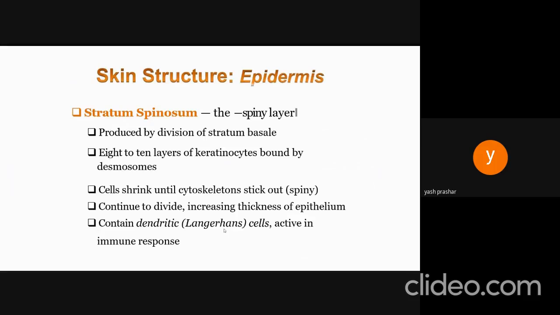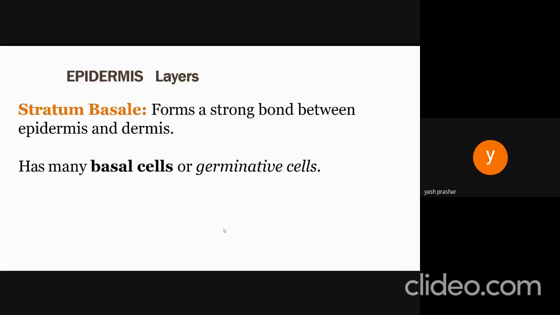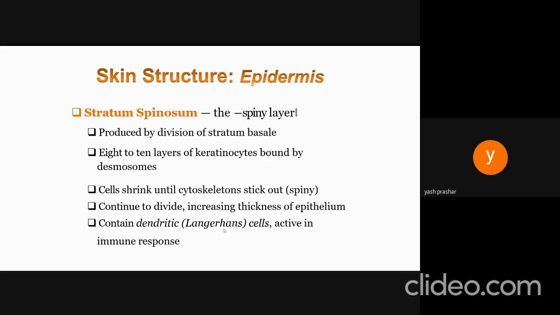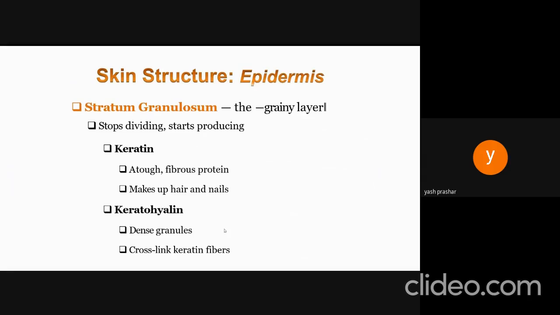For a complete understanding, a basic recapitulation. The stratum basale forms a strong bond between the epidermis and dermis and has many basal cells or germinative cells. Then the stratum spinosum, the spiny layer, is produced by division of the stratum basale, and has 8 to 10 layers of keratinocytes bound by desmosomes.